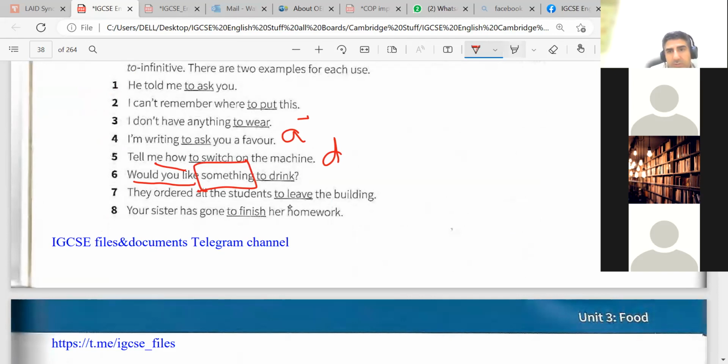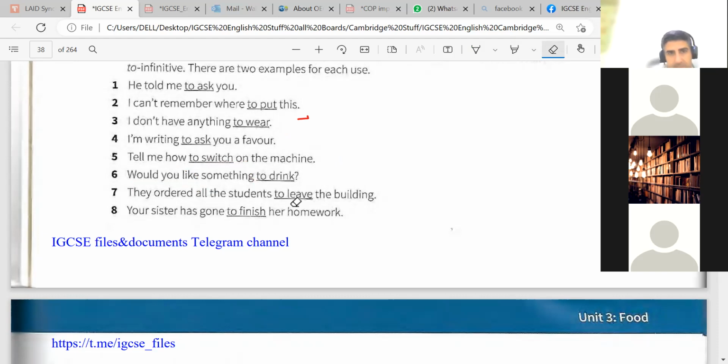Guys, the last two questions, please. I hope you can answer without any help. Khalid, please answer seven and Jury answer eight, and let me know your answers. Khalid: they ordered all the students to leave the building. And Jury: your sister has gone to finish her homework. Say it or write it. Yes, say it, please. They ordered all the students to leave the building.